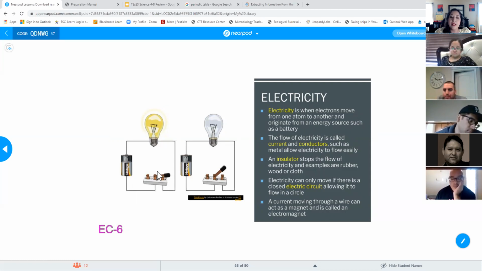And so again, this is just a circuit. The first picture is an example of a closed circuit. The other one is an example of an open circuit. Okay, and then this here would be just your switch.